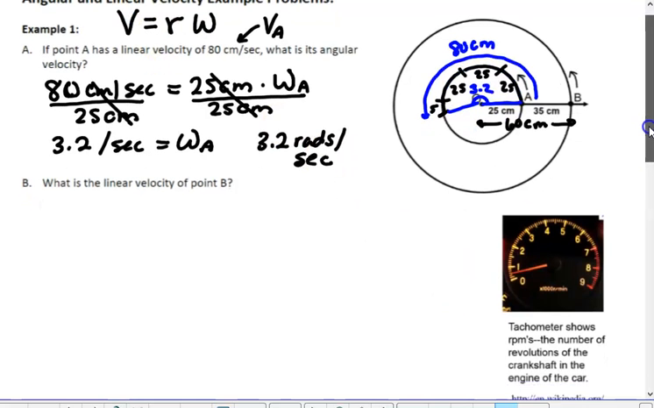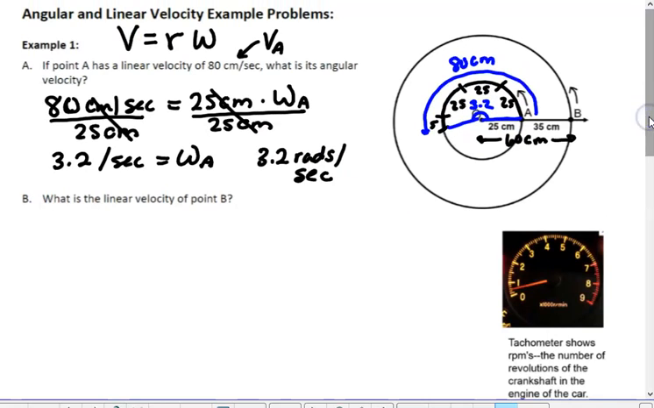Now let's take a look then, what is the linear velocity of point B? So this uses the relationship that we talked about, that we know that if points A and B are on the same rotating object, that points A and B have the same angular velocity. So we know that the angular velocity of B is equal to the angular velocity of A. Now its radius is different, so it's going to have a different linear velocity.